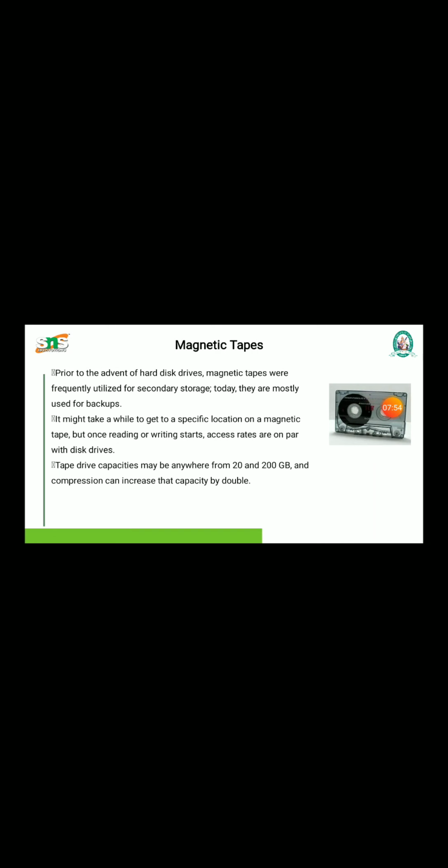The next one is magnetic tape. Prior to the advent of hard disk drives, magnetic tapes were frequently utilized for secondary storage. Today they are mostly used for backups. It might take a while to get to a specific location on the magnetic tape, but once the reading or writing starts, access rates are on par with disk drives. The tape drive capacity may be anywhere from 20 to 200 GB, and compression can double the capacity.